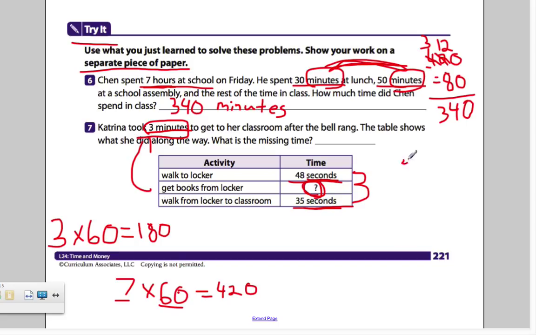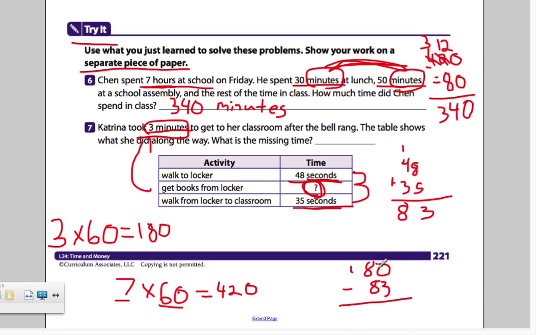So, 48 plus 35. 8 plus 5 is 13. Carry the 1. 1 plus 4 is 5, plus 3 is 8. This together is 83 seconds. Let's subtract that from 180. 180 minus 83.